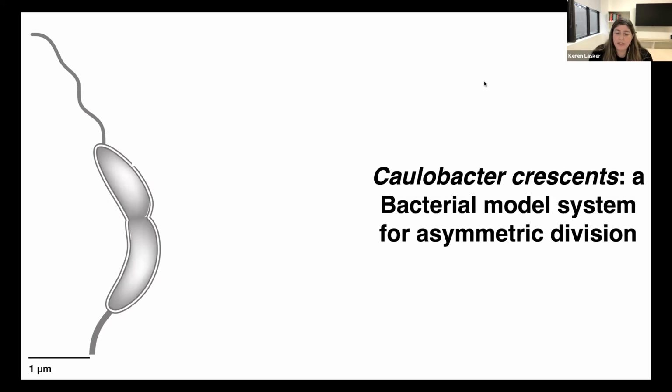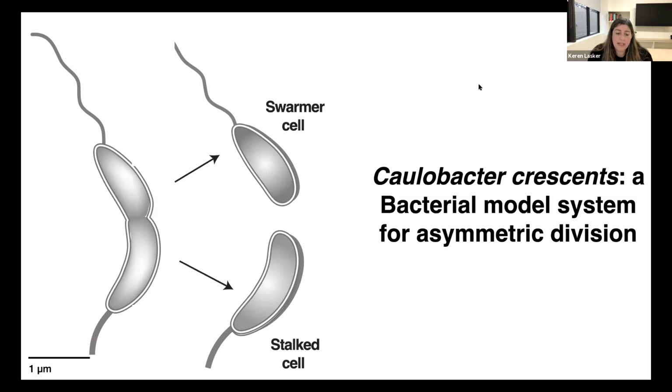Once DNA replication is completed, the cell enters the G2 phase, and cytokinesis of the inner membrane, using those FtsE proteins that I mentioned, compartmentalizes the replicated chromosome into nascent swarmer and stalk progeny, giving rise to two daughter cells, the swarmer cell and the stalk cell.